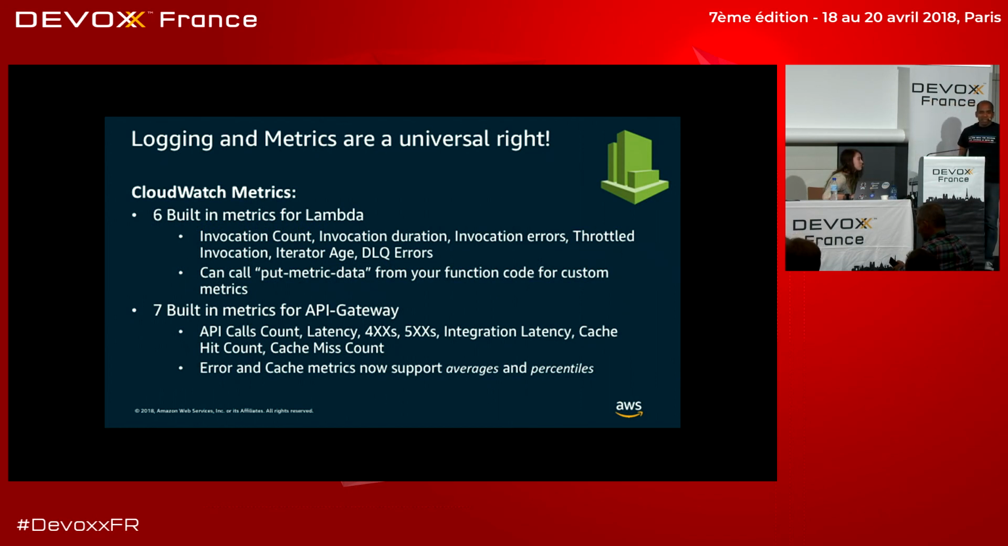Logging and metrics are a universal right. Everybody should have it. Without that, the application doesn't make sense, in my opinion. For AWS Lambda, we provide you 6 inbuilt metrics, and similarly for API Gateway. So you can take a look at those metrics and see how you can make sense out of them. These are the metrics that you can start utilizing, for example, for your canary deployments. Now you can say, hey, write a Lambda function which gathers that metric, and if this metric is above a certain threshold or below a certain threshold, I don't want to go ahead with the deployment. So I think that's an important part. You can also call put metric data from your function code for custom metrics. So these are pre-built, but then there are extension points available to you.